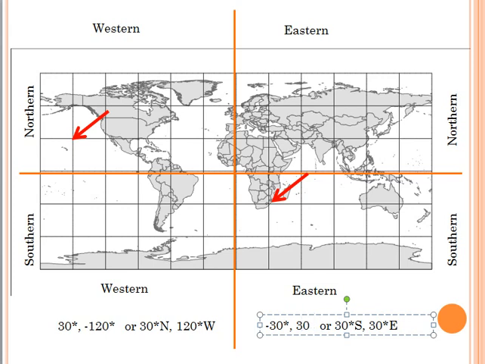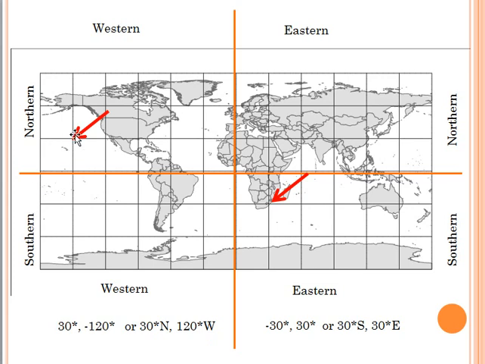Okay, so the correct way to record this would be minus 30 degrees, that's the latitude, comma 30 degrees longitude. Or you can write 30 degrees south, comma 30 degrees east. You'll notice that this 30 is a positive number, and so I don't have to put a symbol for a positive number. I only have to indicate a negative number. So either of these would be acceptable.